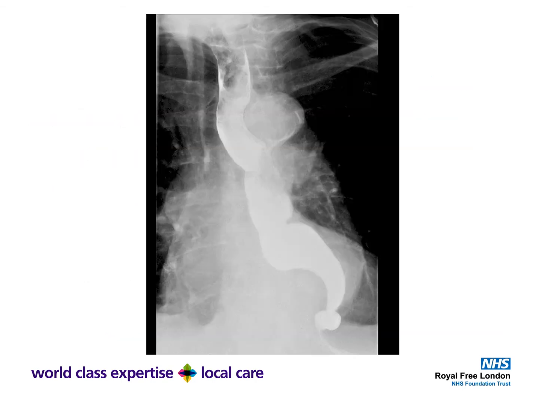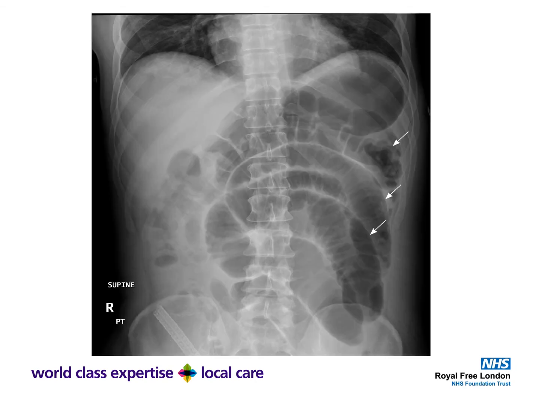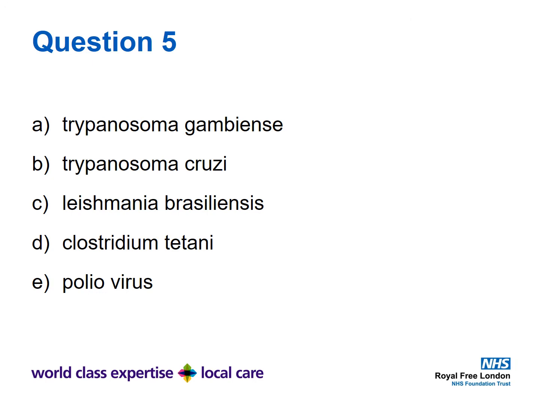This is the patient's barium swallow here, and you can see hopefully why it looks like a bird beak. On her abdominal x-rays, hopefully you'll be able to appreciate the grossly distended bowel loops here. So question 5 is, what's the organism? Is it A, Trypanosoma gambiense, B, Trypanosoma cruzi, C, Leishmania brasiliensis, D, Clostridium tetani, or E, poliovirus?